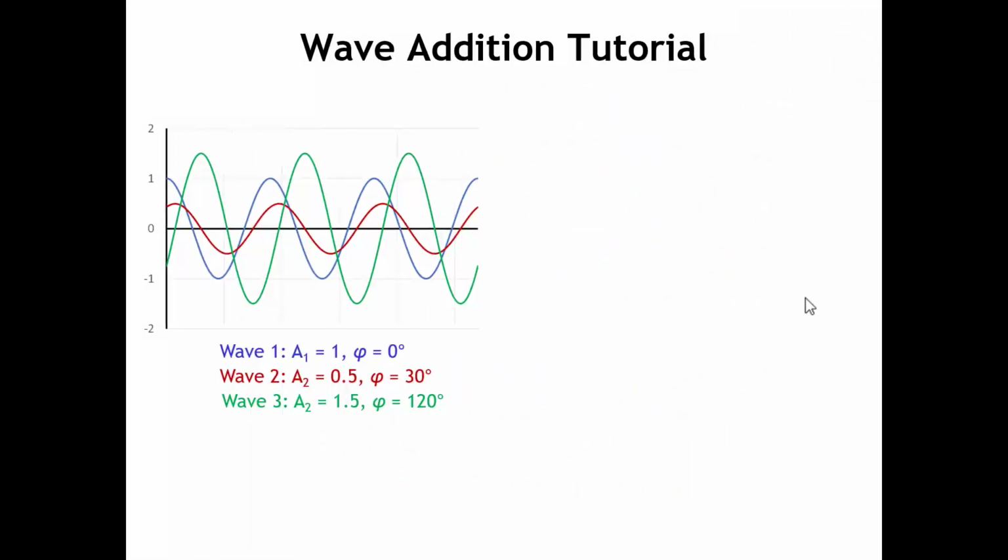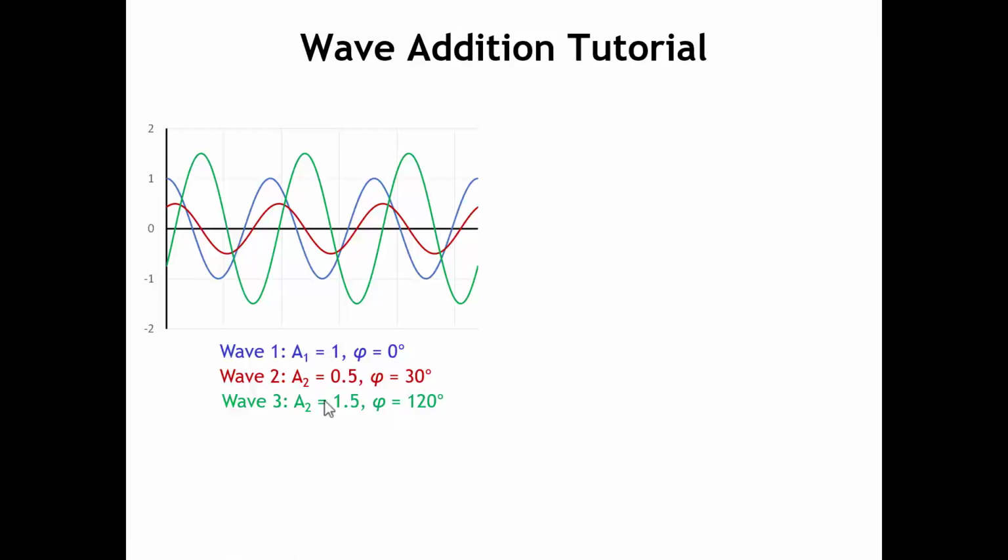Let's do one more example on wave addition before we leave that. The example I just chose was pretty simple. What if we wanted to add together 3 waves of different amplitudes and different phase shifts? So I've drawn them here, the blue, the red, and the green. Wave 2 has an amplitude that's only half of wave 1, and it's phase shifted by 30 degrees. And then wave 3 has an amplitude 50% bigger than wave 1, but phase shifted by 120 degrees.